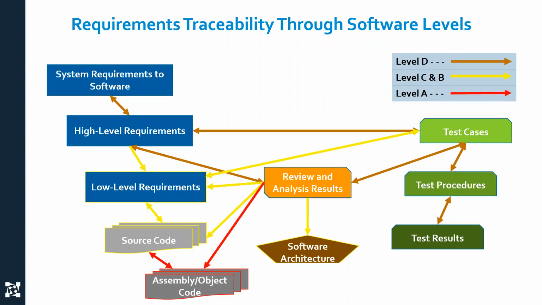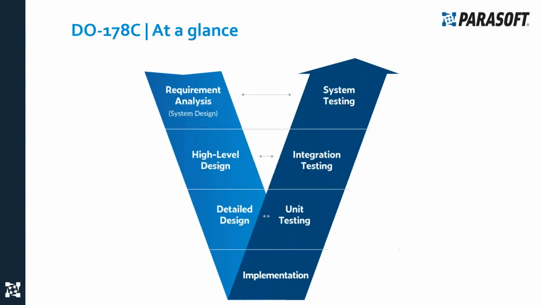Finally, for level A projects, there is the need to trace not just down to the source code, but since the source code is compiled into executable object code, traceability is also required down to the executable object code. This workflow or process can be generally represented with the very well-known V process lifecycle model.